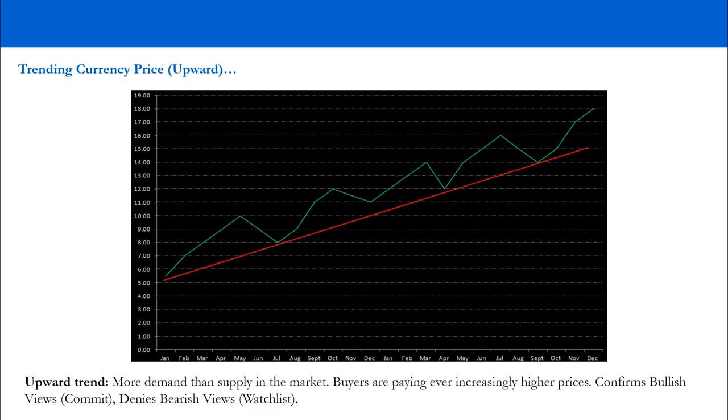So imagine now if you have a fundamental predisposition that's short, and you pull up the chart and you see this on the chart. Well, what this does is actually deny your bearish view. We have an upward trend and a pretty well-defined trend, as we can actually chart a trend line. And buyers are paying ever increasingly higher prices, and the trend is well defined.